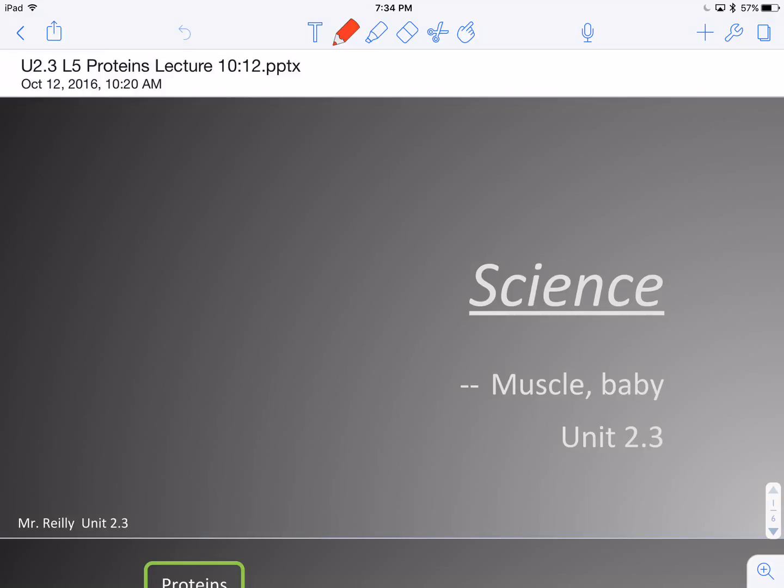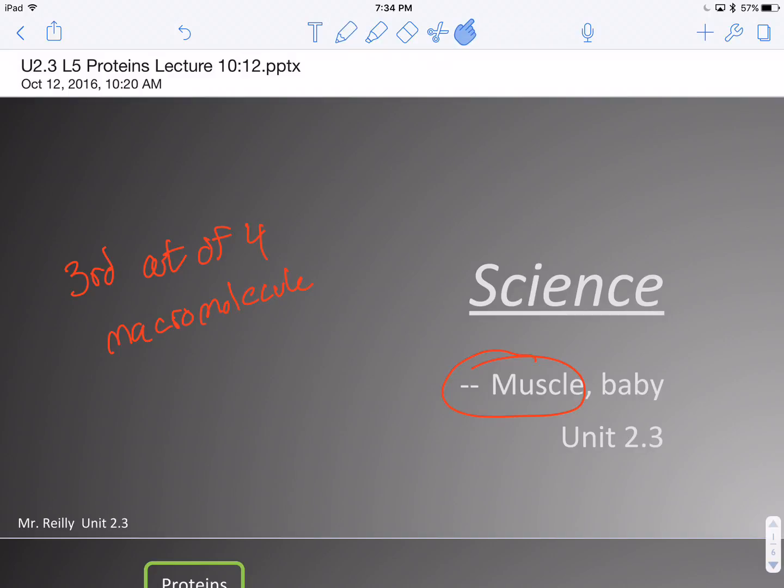As you guys probably know, proteins contribute to things such as muscle, like we have here. And remember, what we are learning today is our third out of four macromolecules, which should alert you guys that we are pretty much done with this chapter.